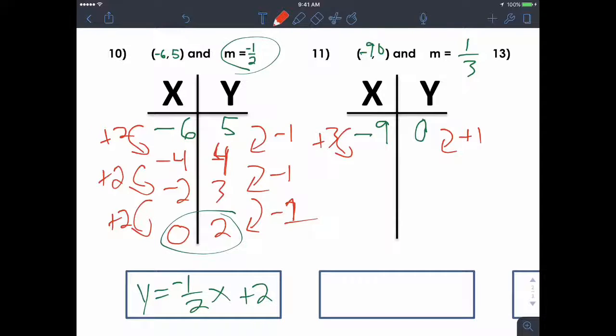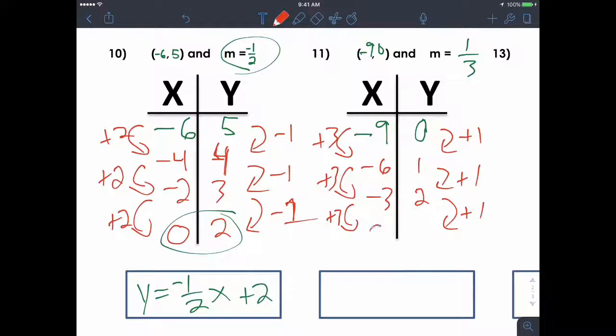Tell me what the equation of the line for number 11 is. All right, so if you add 3, that's at negative 6. Add 1, that's going to give you 1. We're going to do it again. So I'm going to add 3 to the x, giving me a negative 3. Add 1 to the y, which gives me 2. I'm going to do it again. So if I add 3 to the x, that gives me 0.